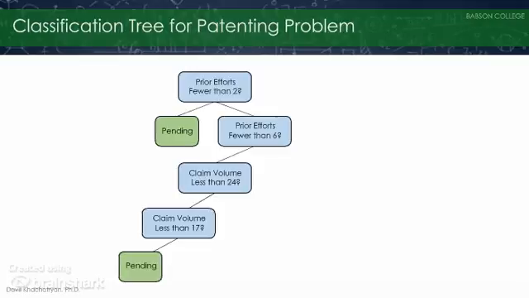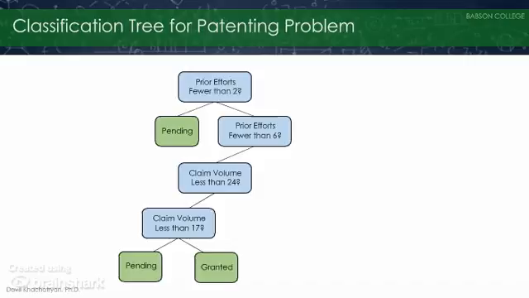On the other hand, if the answer to this parent question, is the claim volume less than 17, is not affirmative, then according to our tree, the patent application is classified as granted. Here, in that terminal node, there are all the patent applications that have a moderate number of prior efforts, again, anywhere from 2 to 5 prior efforts, but which are also moderate in terms of their size. The claim volume is anywhere between 17 and 23.